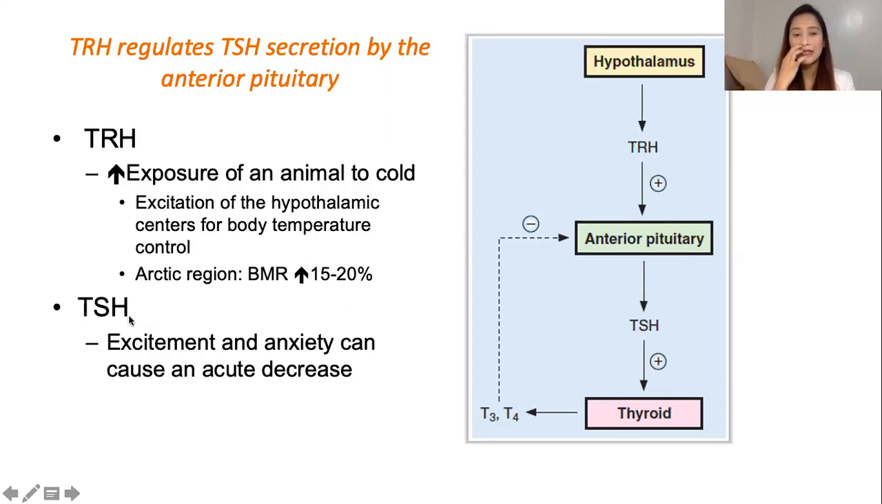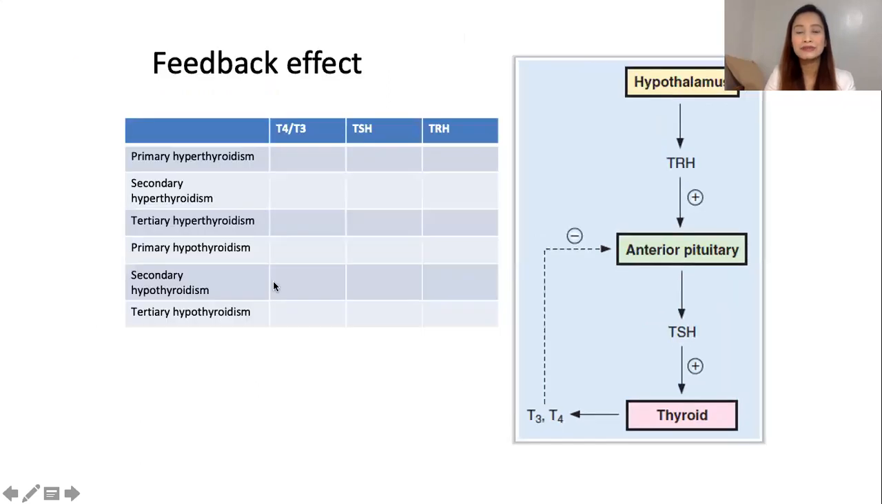TSH, no, extreme excitement and anxiety can cause an acute decrease, so you can have low TSH levels. So just to illustrate, so that you will be able to grasp the mechanism, the principles behind the hypothalamic, pituitary, and organ axis. This is very central to endocrinology.